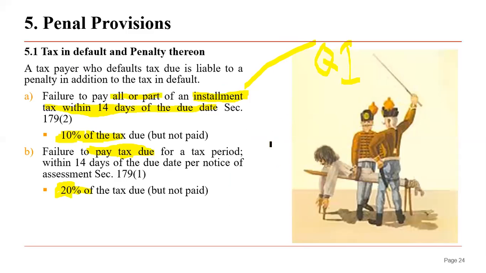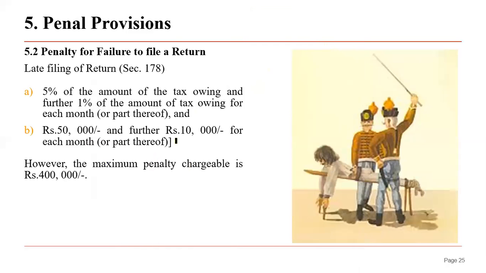Right. Here 20% is for other cases, other than installment payment. Then the return: if you are unable to file the return, if you fail to furnish a return on the due date, the penalty is as per section 178. Section 178 says 5% of the tax owed.